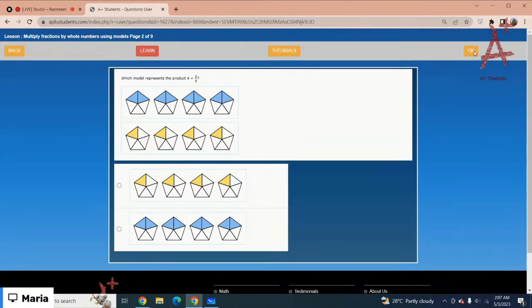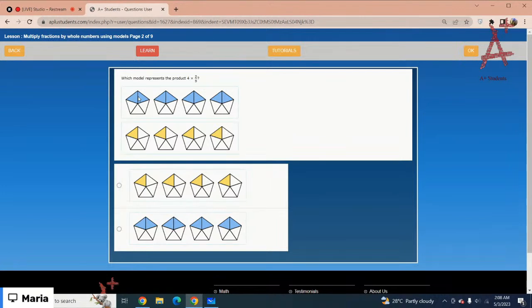Okay, which model represents the product of 4 times 2 over 5? So 4 times 2 over 5 means you have a total of 4 shapes, and all the 4 shapes have 5 portions, and out of the 5, 2 of them are colored. Correct? So just look at which one is the correct option, option 1 or option 2. So just look at the first one. 1, 2, 3, 4. There are 4 shapes, and they have 1, 2, 3, 4, 5 portions, and out of the 5, 2 of them are colored.